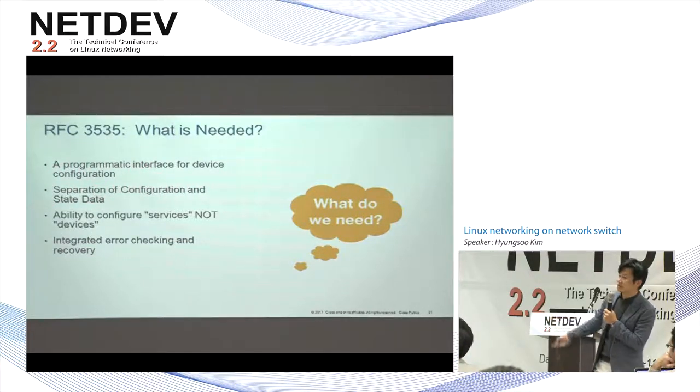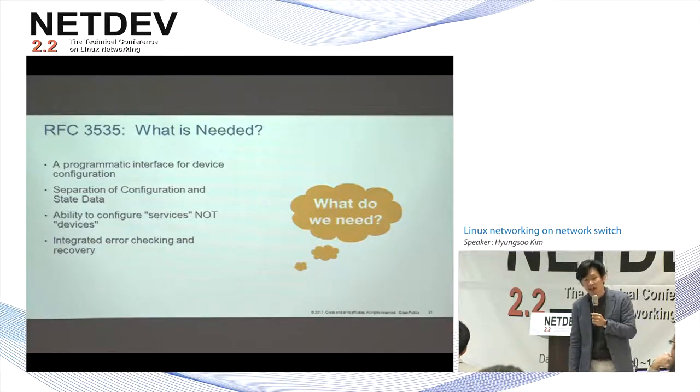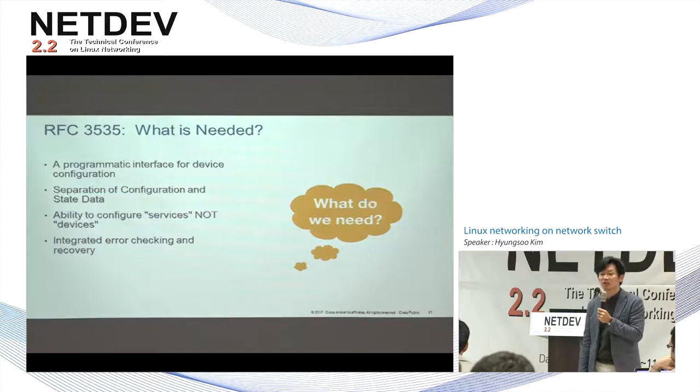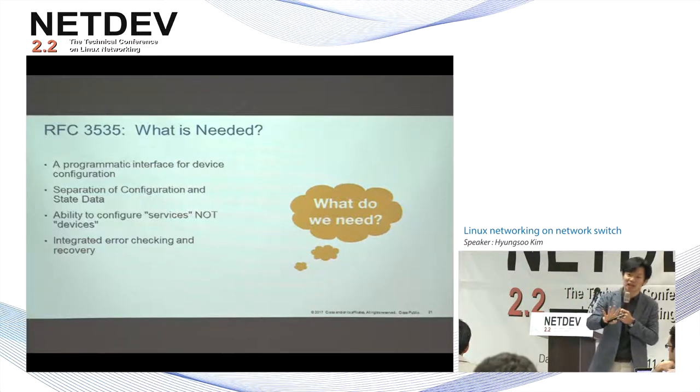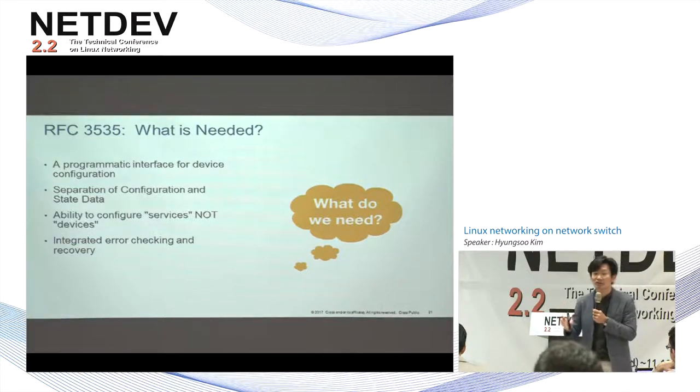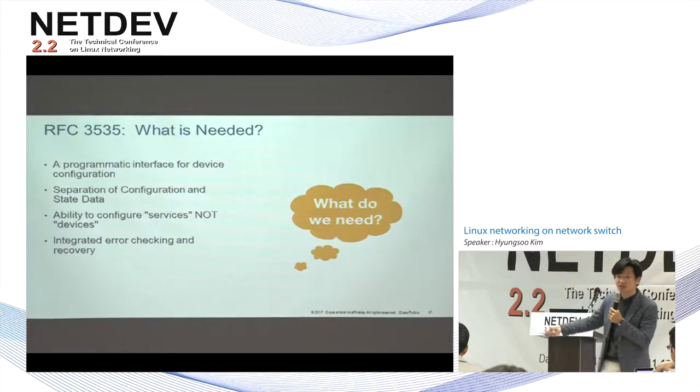NETCONF's first approach is a programming interface. The previous SNMP has a kind of API, but it's not well defined. So another management protocol should provide a programmatic interface. Another thing is runtime data and configuration data. There is a need for separation between runtime data and configuration data. It means we configure a network interface in the configuration file, that's configuration data, but we gather the ARP table or other runtime data. We need to differentiate, because sometimes we want to get only the operational data, actually runtime data. It's not configured. It's automatically discovered and generated while the device is running. So we need to separate configuration and runtime state data.